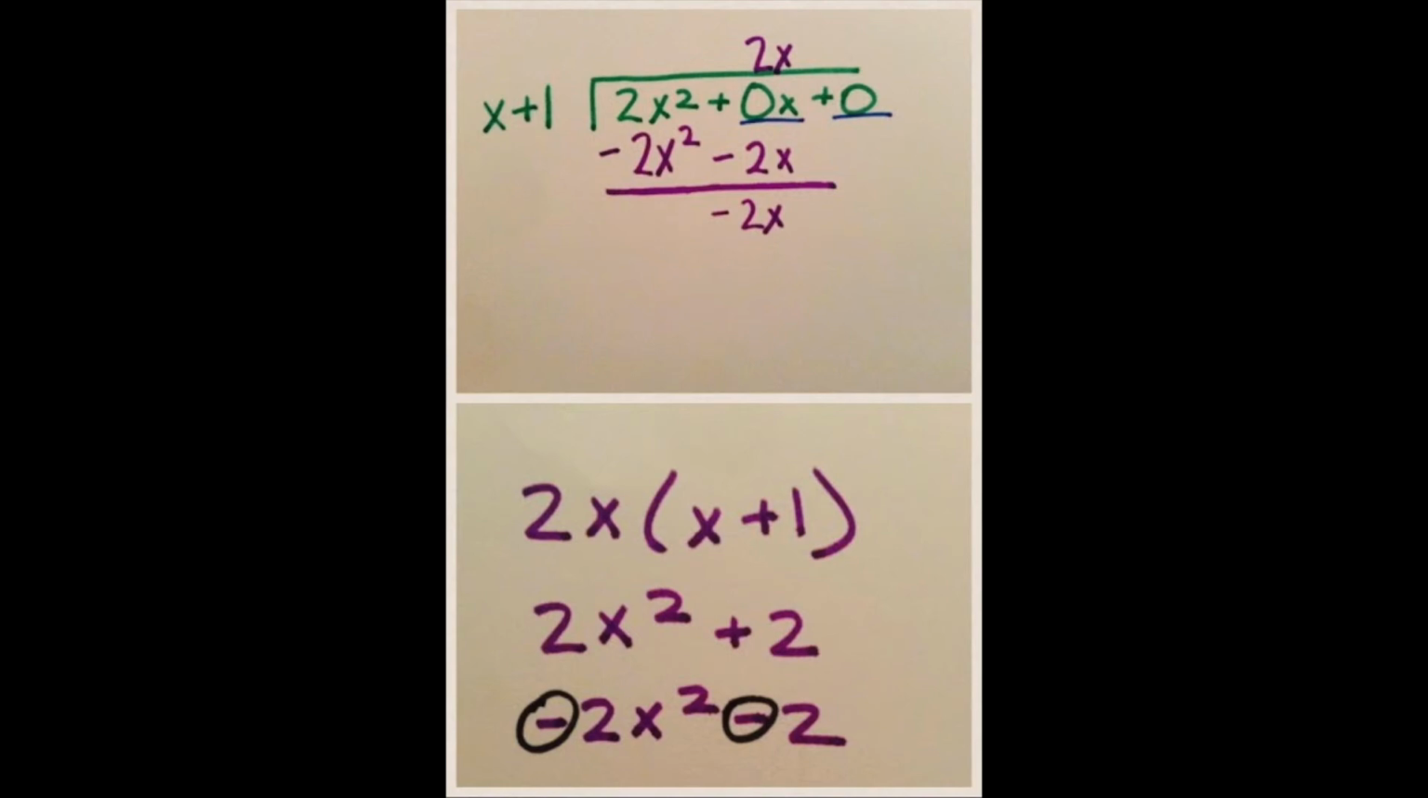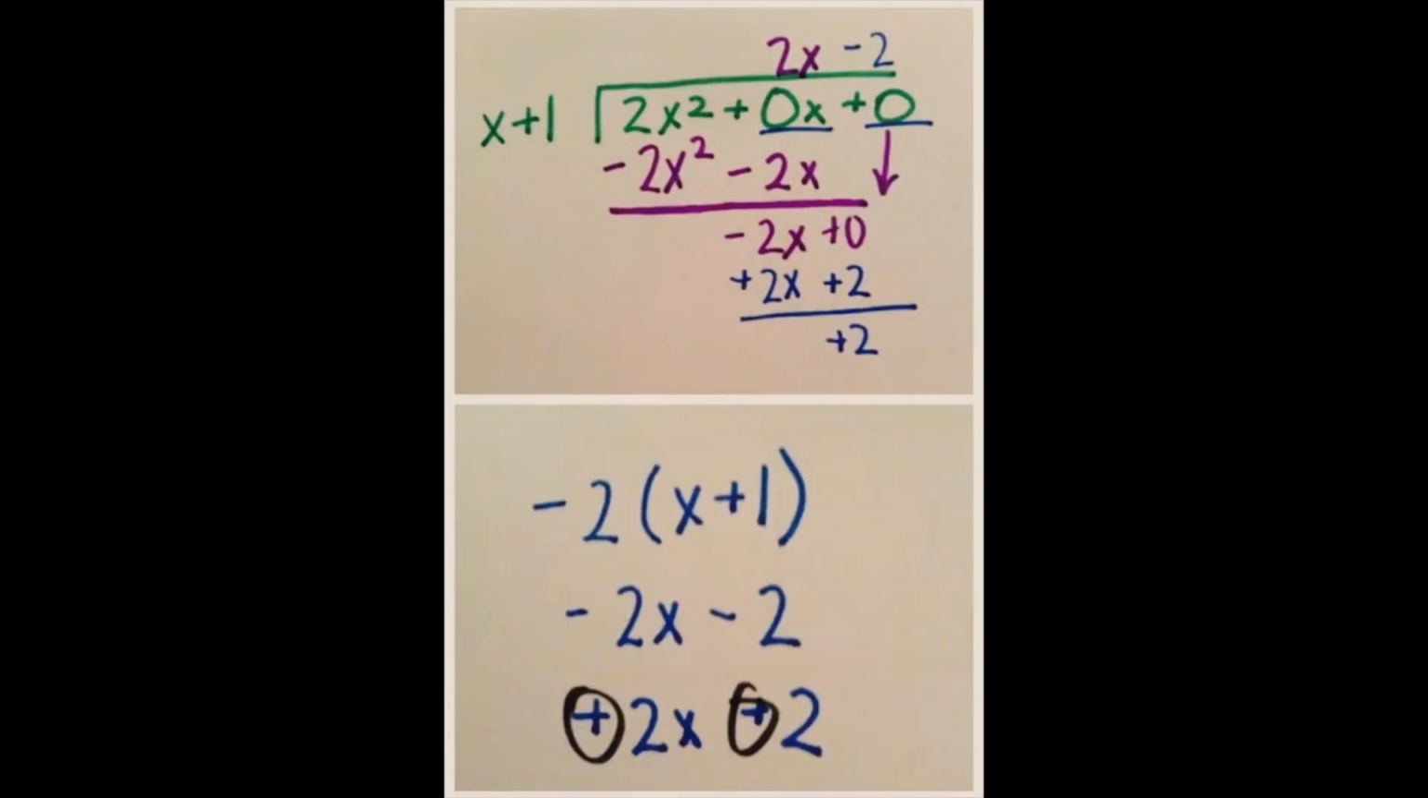The way to approach this is, what can you multiply x plus 1 by in order to get 2x squared? 2x times x plus 1 equals 2x squared plus 2x. Be sure to change the sign. You are left with negative 2x plus 0.